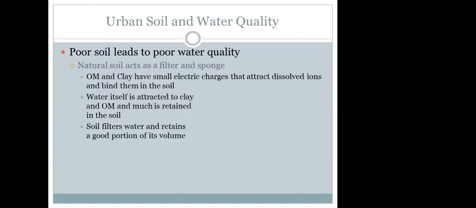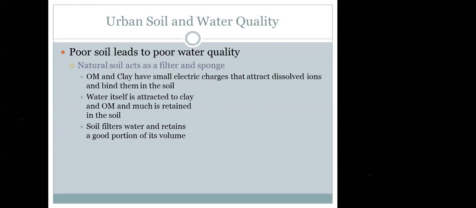And poor soil also leads to poor water quality. So there's two reasons to have healthy soil. Obviously, we want our plants to grow well, but when we have that healthy soil, chances are we're going to have healthy streams and rivers as well. Why is this? Well, natural soil acts as both a filter and a sponge. It cleans water and it holds water.